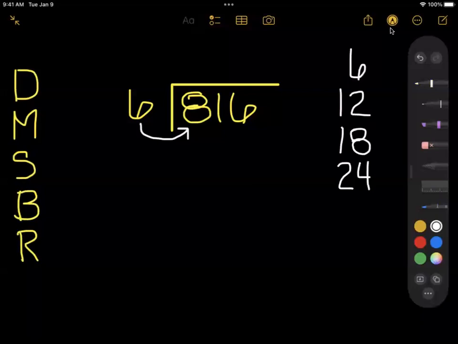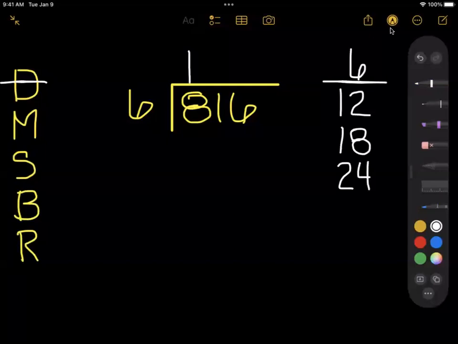What I can see is that 8 falls somewhere in between 6 and 12. So that means that it would take me 1 6 to get to 8, but if I use 2 6s, I would be at 12, which is past 8. So that means I'm going to use 1 over here. 6 goes into 8 one time. Now let me get rid of that and cross off the division.